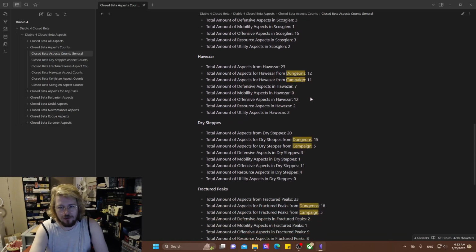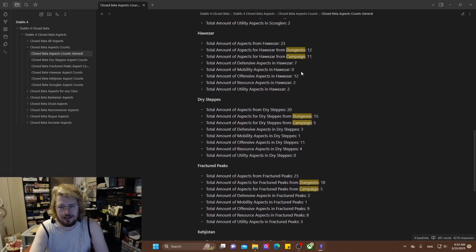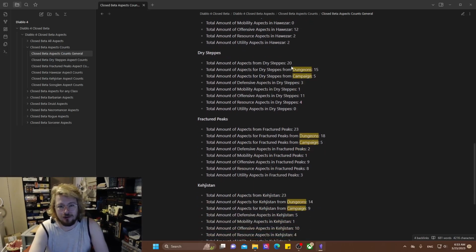Hawazar has 23 total aspects in it, 12 from dungeons and 11 from the campaign. 7 defensive, 0 mobility, 12 offensive, 2 resource, and 2 utility. The Dry Steps has 20 total aspects, 15 are from dungeons, 5 are from the campaign. The Dry Steps has 3 defensive aspects, 1 mobility aspect, 11 offensive aspects, 4 resource aspects, and 0 utility aspects.